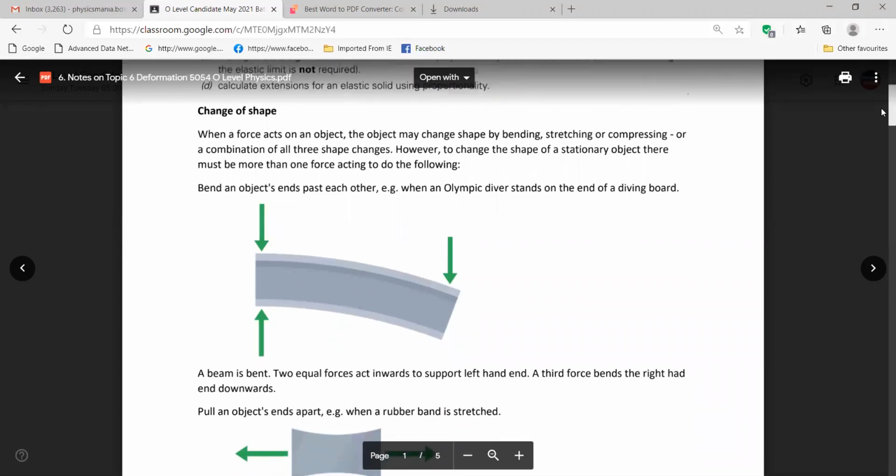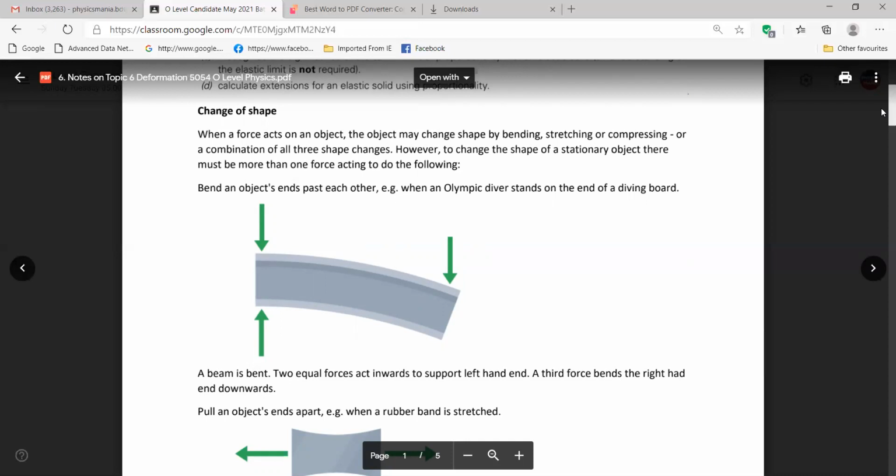Change of shape. When a force acts on an object, the object may change shape by bending, stretching, or compressing, or a combination of all three shape changes. However, to change the shape of a stationary object, there must be more than one force acting to do the following: bend an object's ends past each other.